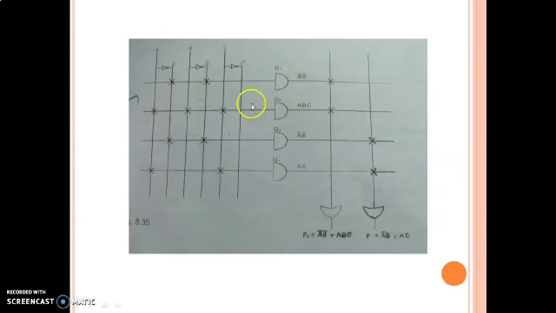In this circuit, you can see for each expression, an individual AND gate is used and it is passed on to the OR gate. So A bar B bar is a separate AND gate. These AND gates cannot be shared as in your PLA. So this is the difference of your PAL circuit.